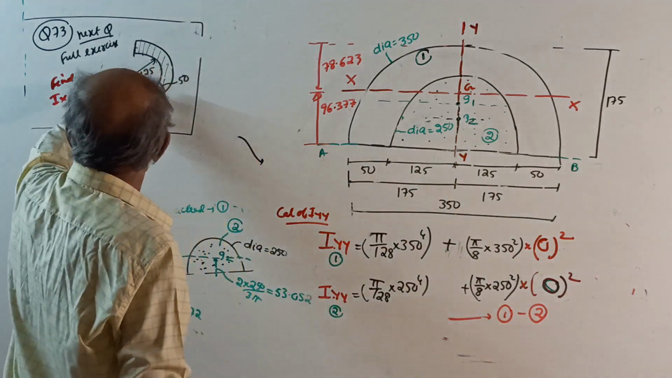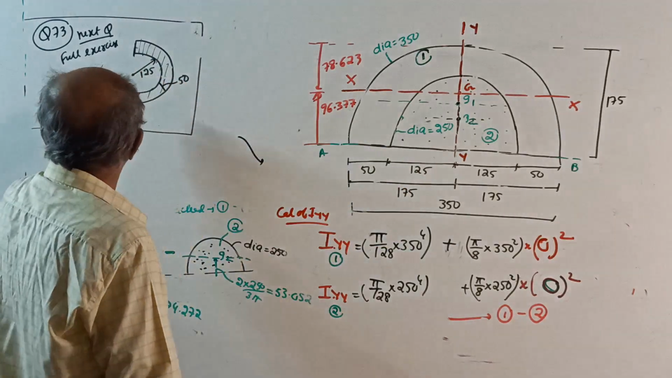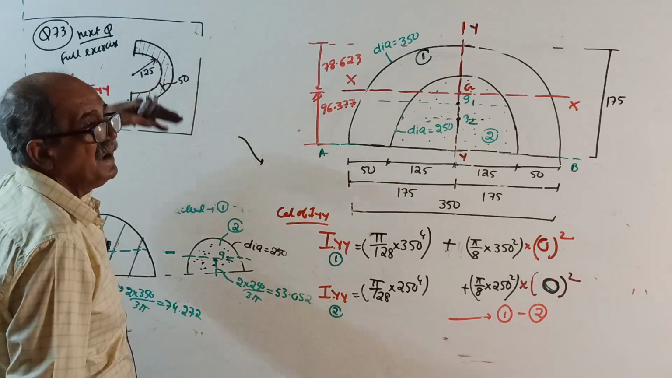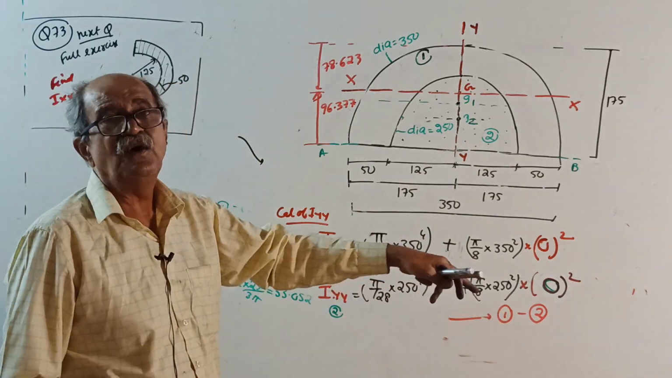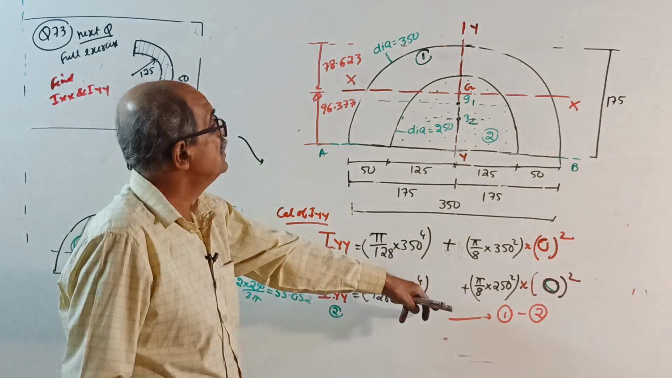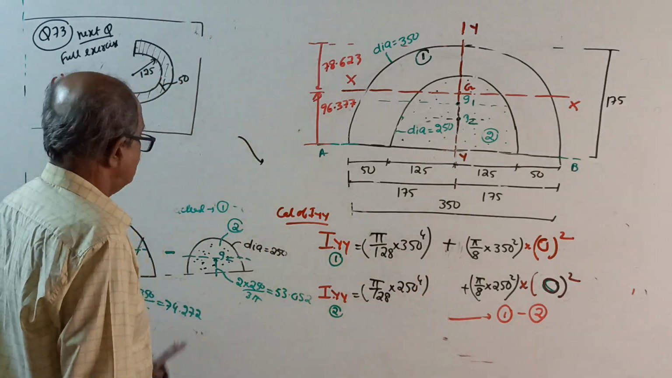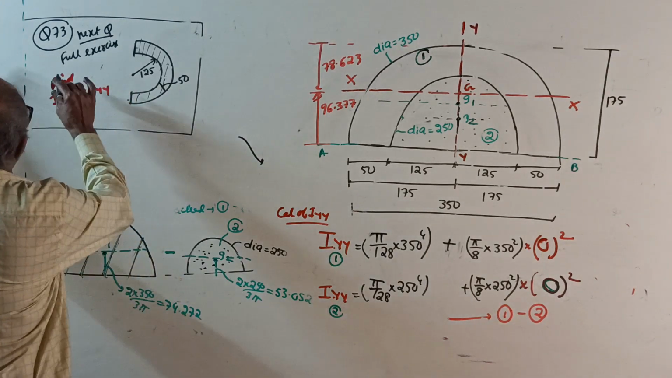Now, solve this question. What y bar you got here, that will come as x bar. Xx symmetrical. What calculation you did for Ixx here will come for Iyy there. What calculation you did for Iyy there, here just now, that will come for Ixx. So complete question 73.